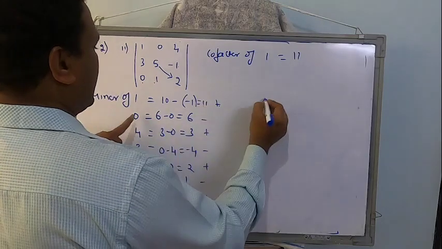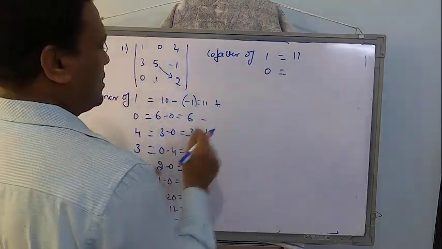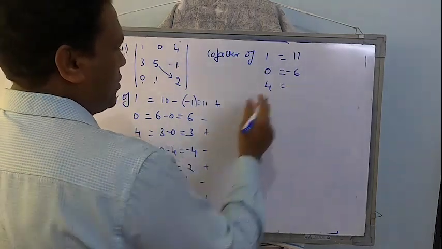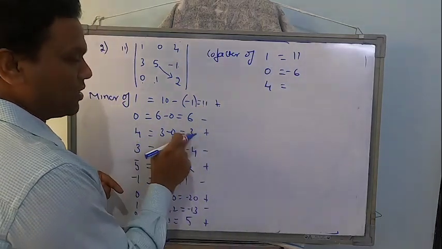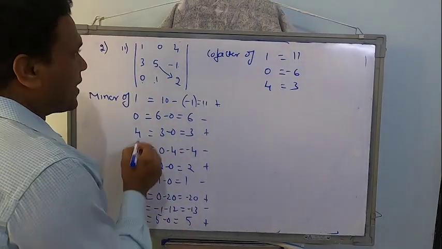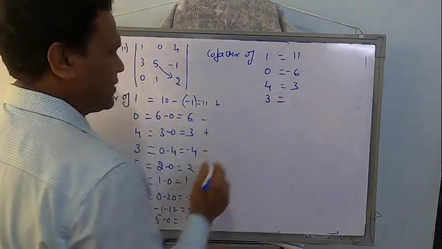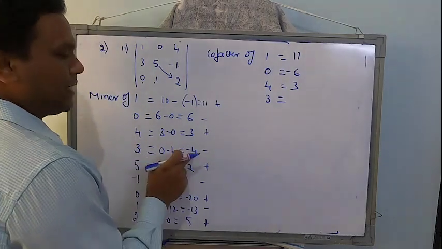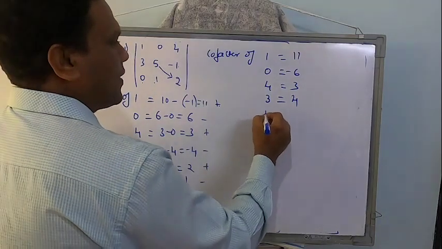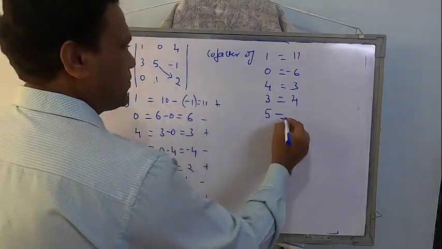So cofactor of the next element, cofactor of 0, is minus 6. Next, cofactor of 4: the minor is actually 3, and the sign is plus, so it's going to be just 3 itself. Next, cofactor of the second row. Cofactor of 3: what is the minor of 3? Minus 4. So minus into minus will be plus. And the next one, cofactor of 5, plus 2.